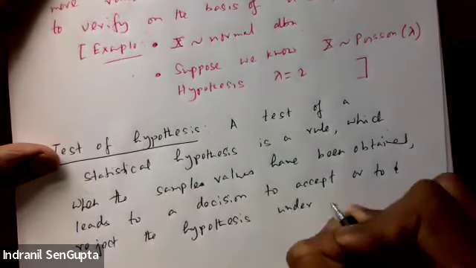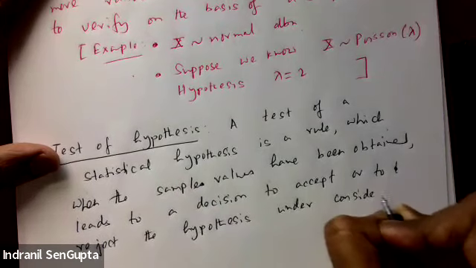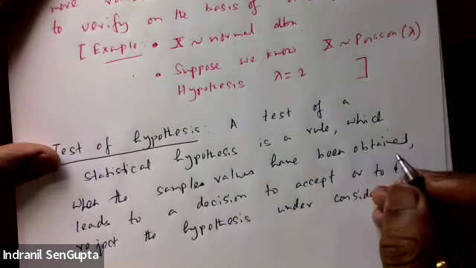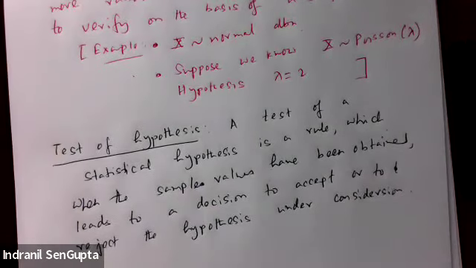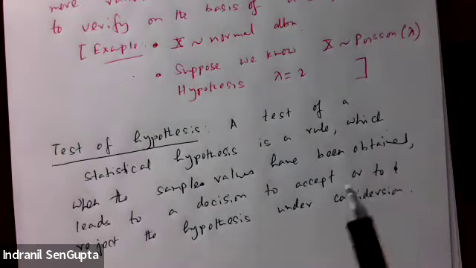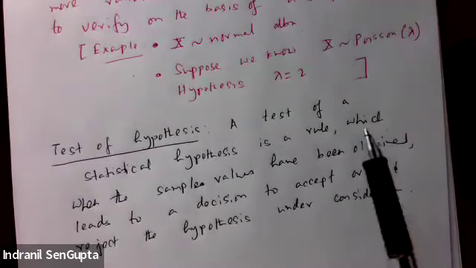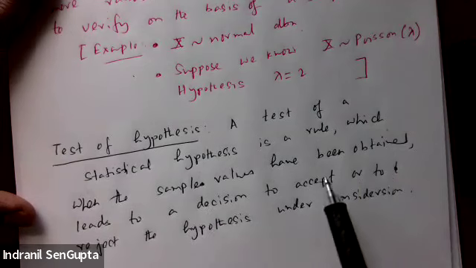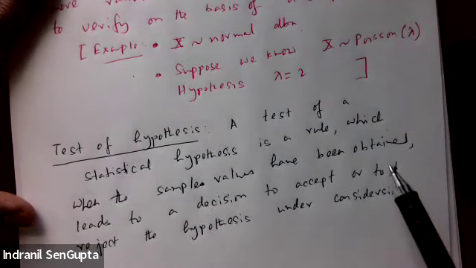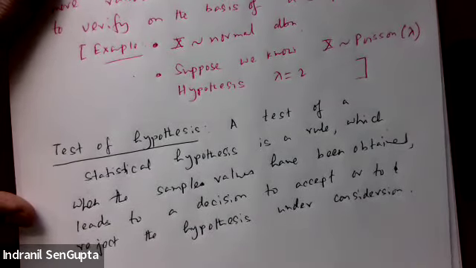under consideration. Well, again, it may be a lot of words at this point, but later on you'll see concrete examples, so it may make much more sense then. So what is a test? A test of a statistical hypothesis is a rule which, when sample values have been obtained, leads to a decision, so either to accept or reject the hypothesis.